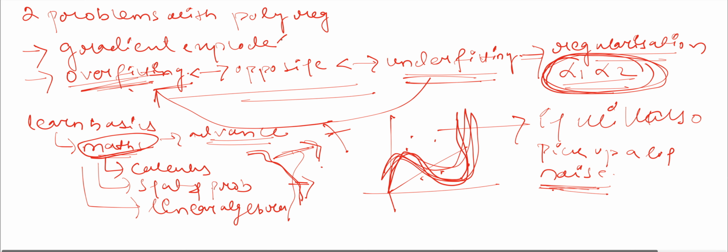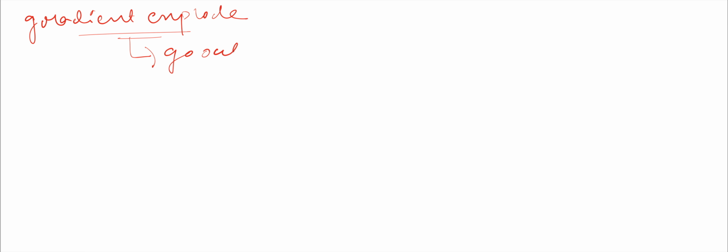Now coming to this gradient explode concept. Okay, what is this thing? As the name suggests, gradient explode means our gradient will kind of go out of its way, or bounce and bounce.